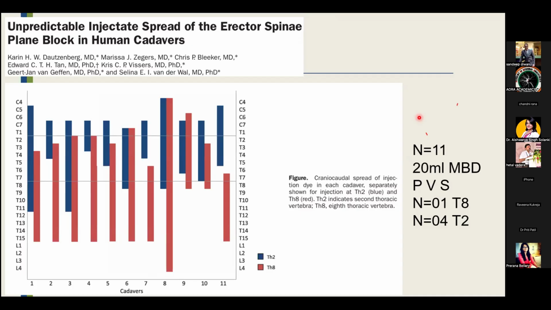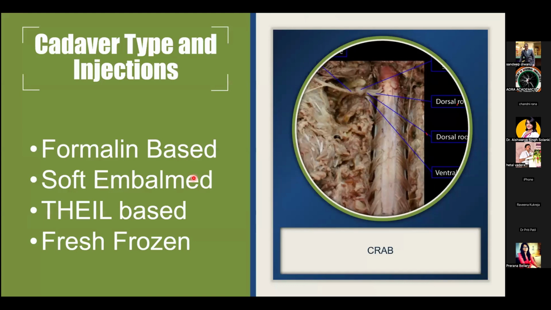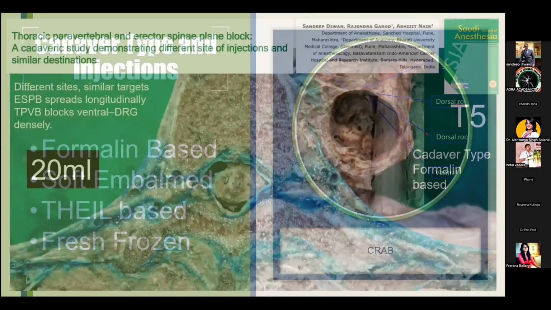With erectospinal plane block, again, 20 ml given at 2 levels. One is at T2 and the other is T8. They found that the dye spread is absolutely unpredictable and more of a craniocaudal spread than a ventral spread. It all depends upon what type of cadavers you use. It may be formalin based, soft embalmed, Thiel based, or fresh frozen.